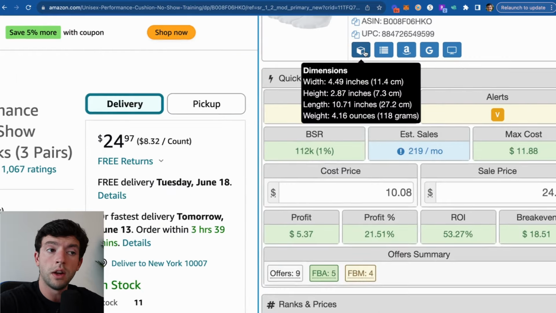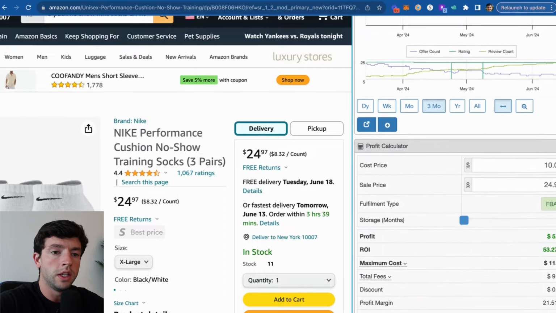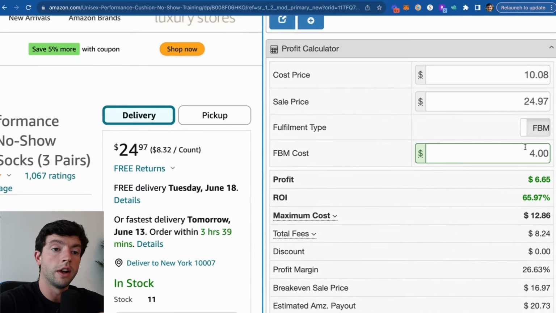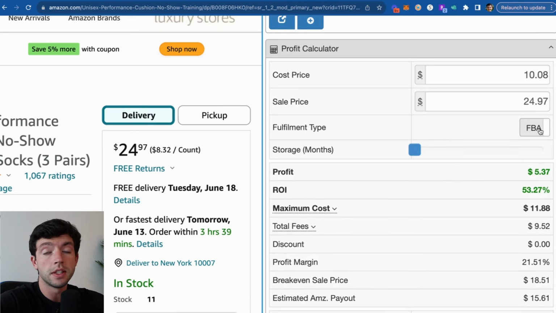If you want to run the FBM numbers on something, you need to go ahead and take a look at the weight right here in the dimensions, 4 ounces. And then what you need to do is scroll down here to the FBM calculator on SellerAmp and toggle this over right here and then plug in your FBM cost, which is going to be shipping. So this is going to ship for about $4 right here, maybe $4.50, $4.25 here. We can see $6.40 profit, 63% ROI. If we toggle this to FBA, we can see this listing is actually better to FBM compared to FBA.